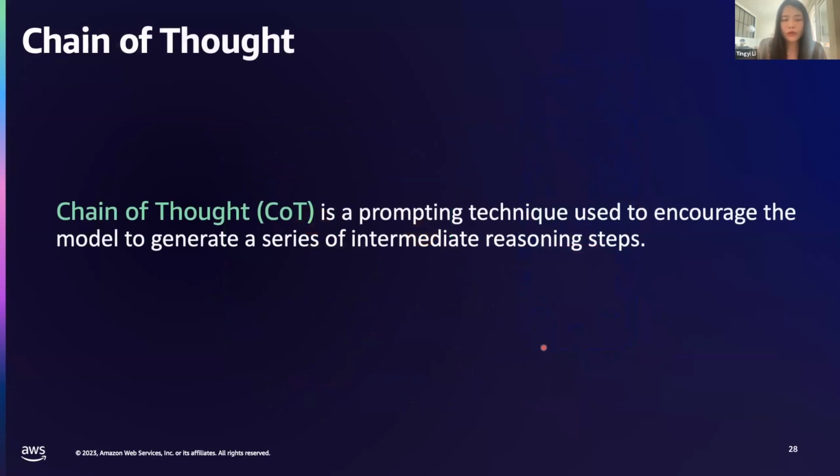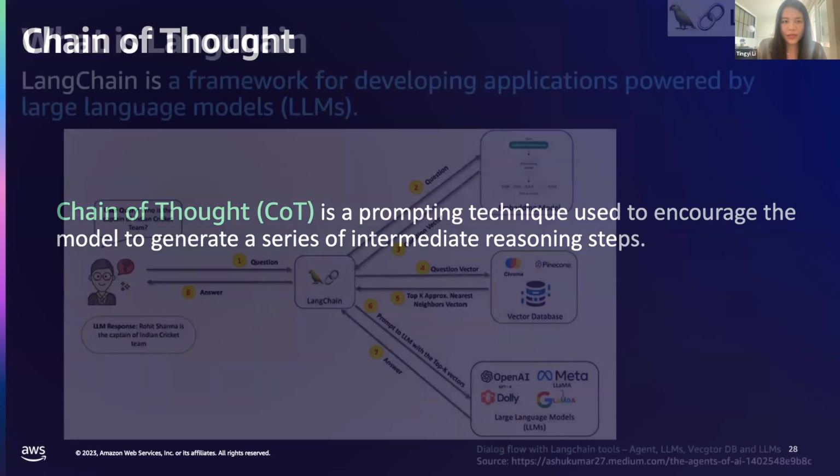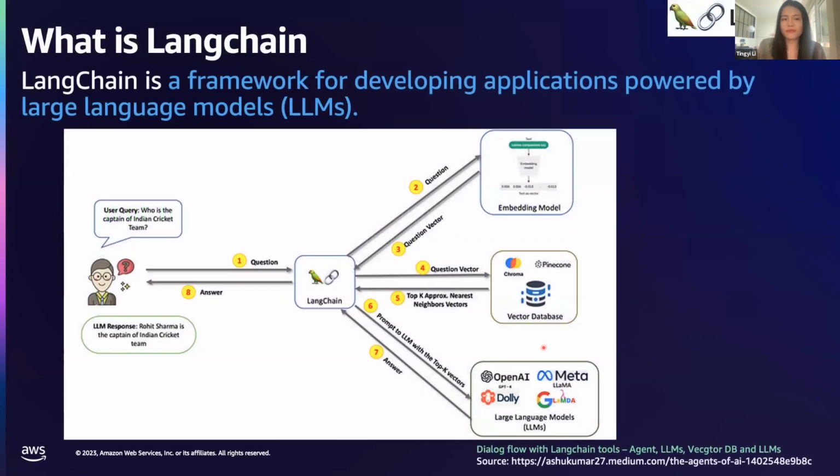And now if we jump to the orchestration tool, here we're only going to cover LangChain because it's by far the most popular. There's the idea of chain of thought. It's a prompting technique used to encourage the model to generate a series of intermediate reasoning steps. LangChain, as the name suggests, is based on chains, right? It's a framework for orchestrating and developing applications powered by large language models.